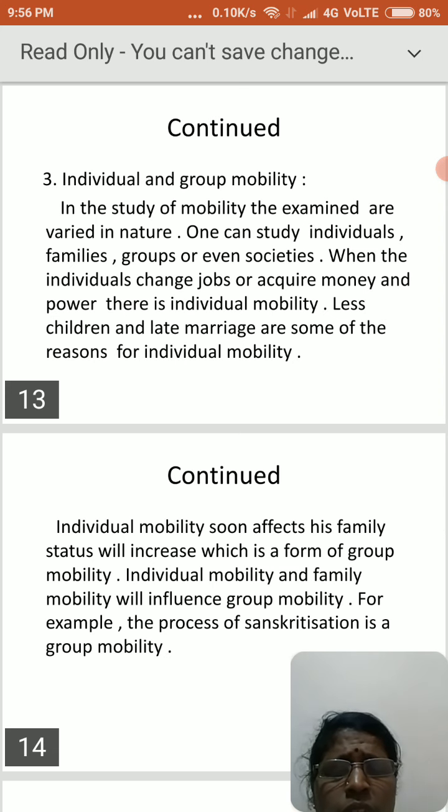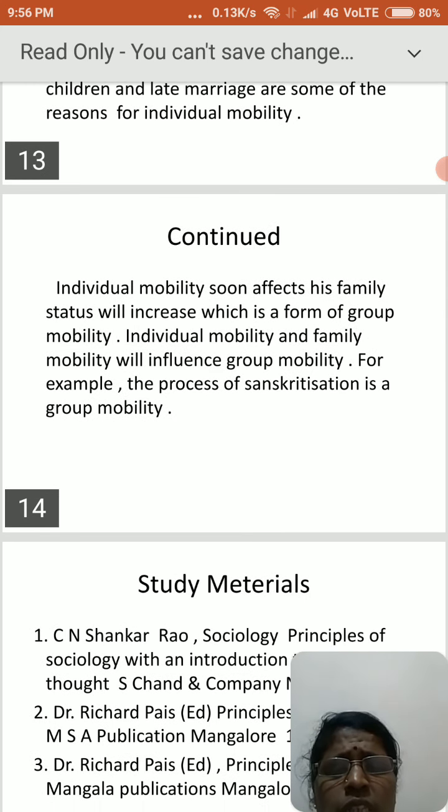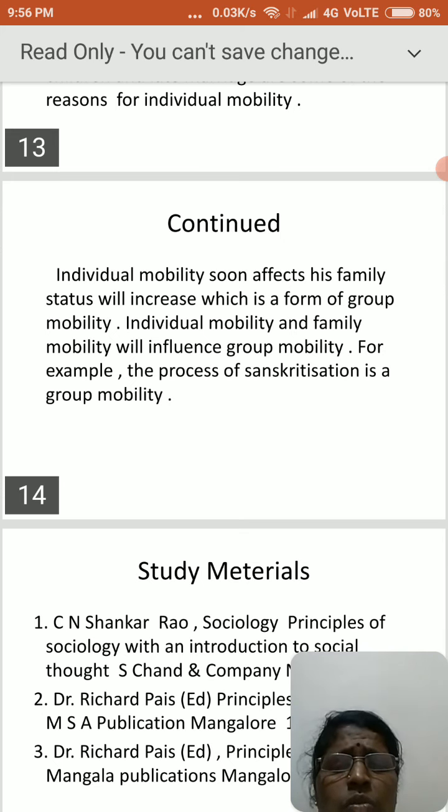For example, the process of Sanskritization is a group mobility, and these are the types of mobility.